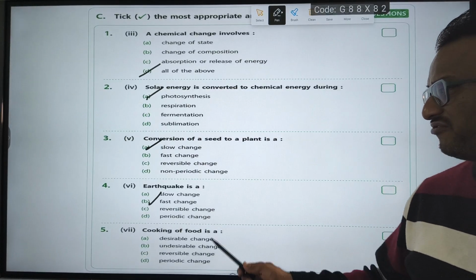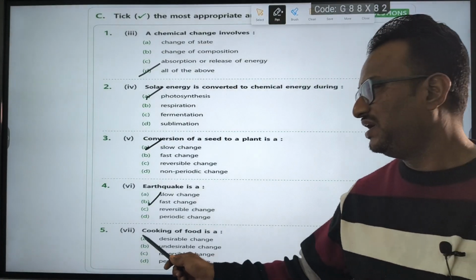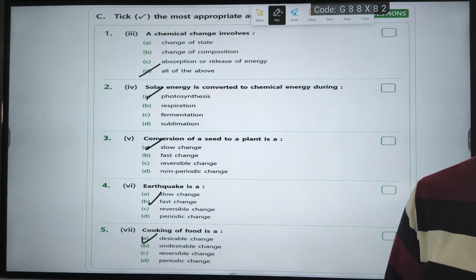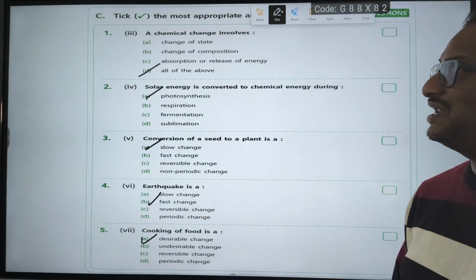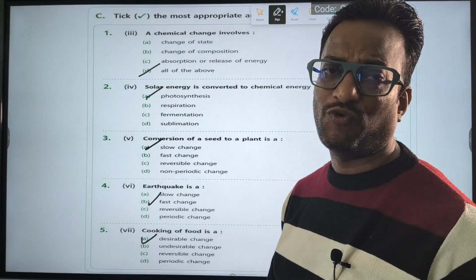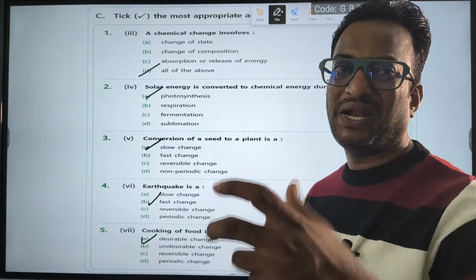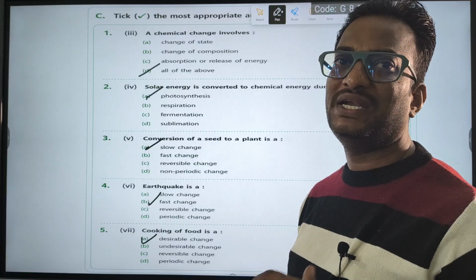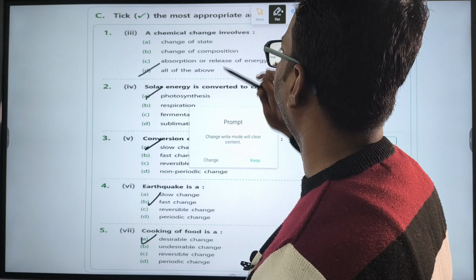Okay. Cooking of food is a desirable change, undesirable change, reversible, periodic change? It is a desirable change because humans need food. They will cook and eat. So it is a desirable change. Desirable means what humans expect to eat, expect to take, expect to change. What humans don't expect, we call undesirable. Remember that.